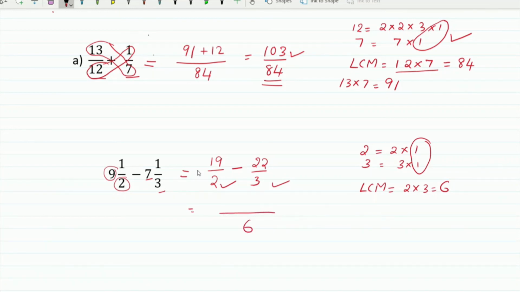Now what you have to do? If we are having 1 as common factor, we can do cross multiplication. 19 into 3, 3 nines are 27, 3 ones are 3, plus 27 is 57. That is 57 minus 22 into 2. You have to do cross multiplication like this. 22 into 2 is 44. 57 minus 44 is 13 divided by 6. 13 and 6, there is no common factor other than 1. Therefore, it is in the simplest form.